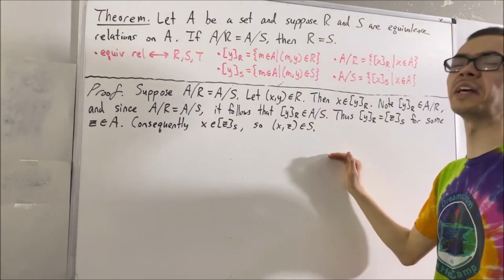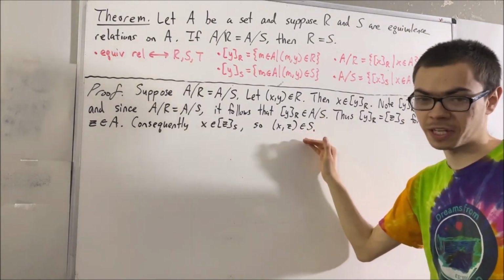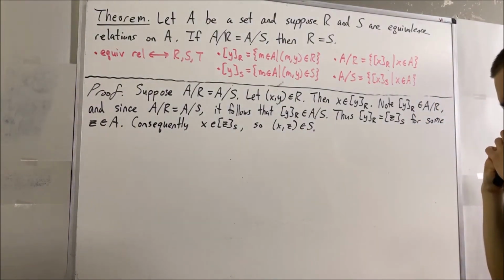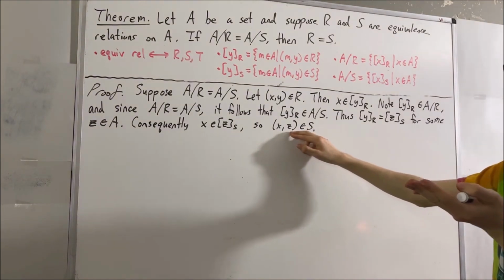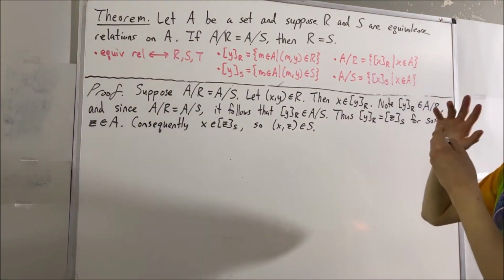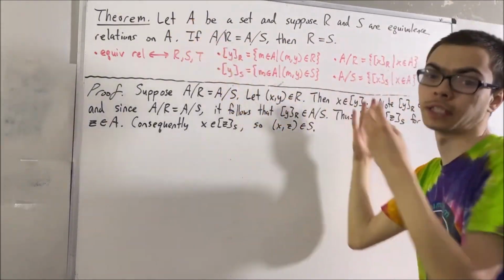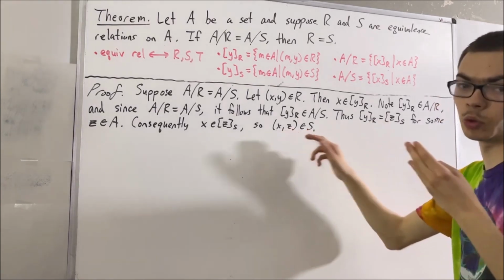But wait a minute, that's not what we want. We want to show that x comma y is an element of S. Okay, well then, how can we do that? Maybe z is equal to y? Well, right away, I can't see anything that we have here that would allow us to use equality. So maybe it is not necessarily true that z is equal to y.